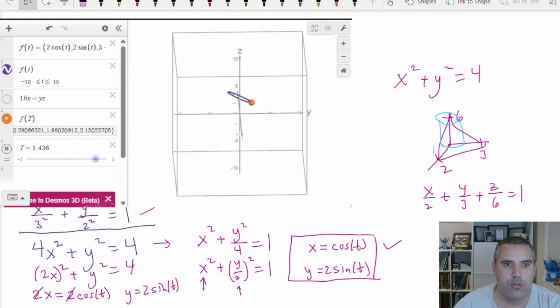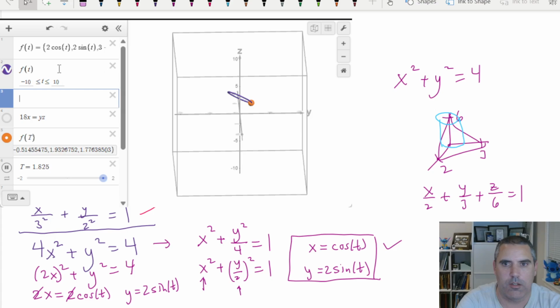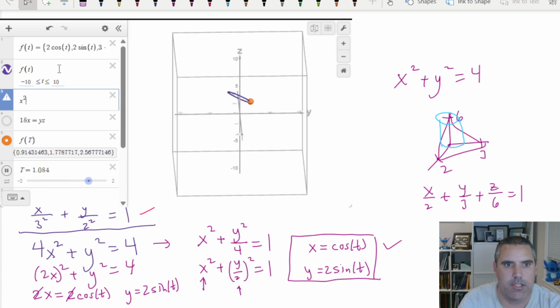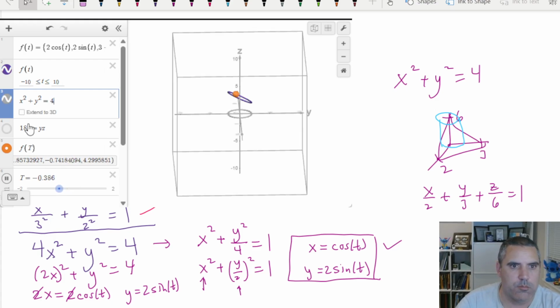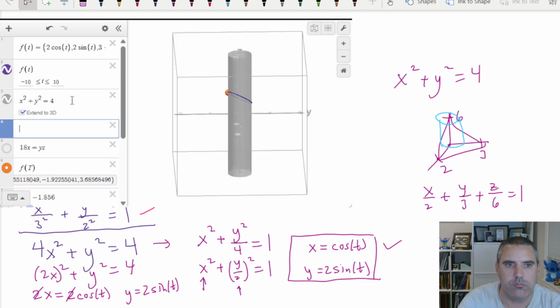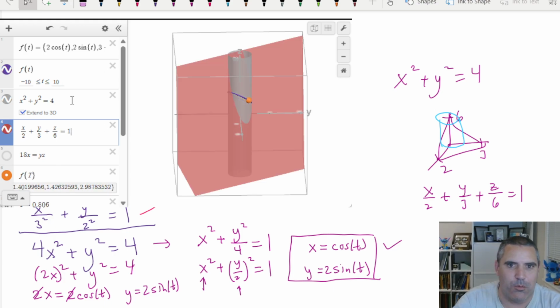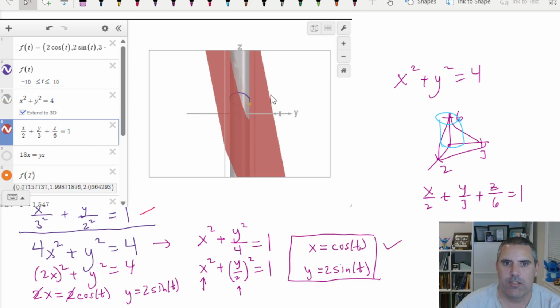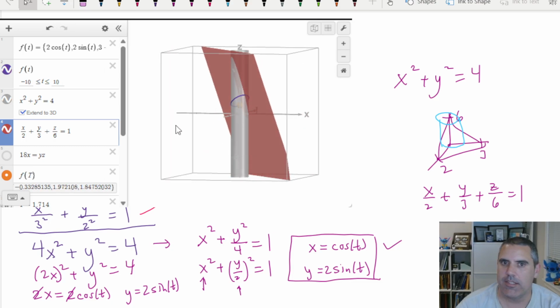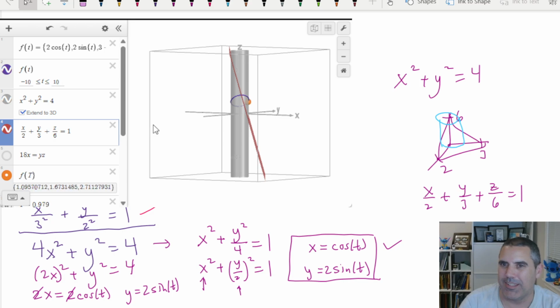Now I can draw those two things fairly quickly over here in Desmos. X squared plus y squared equals 4. So there's my cylinder going up. And then I can do, so this is going further. You can turn it off now. I just can't help myself. Plus z over 6 equals 1. That's that. So let's say for some reason I really want to study that intersection. I now have everything I need.